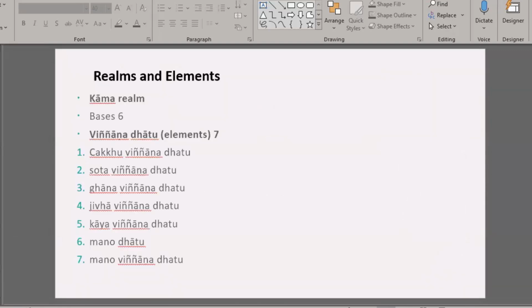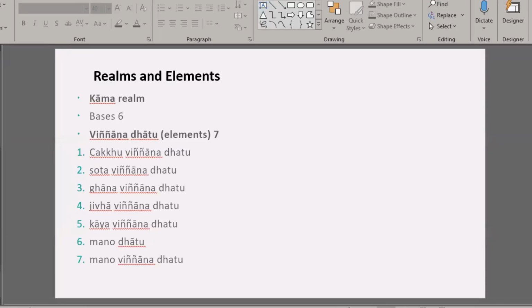Okay. Then just another explanation and another classification given on realms and elements. Elements we call dhatu, or in Pali we say viññāna dhatu. There are 7 viññāna dhatu. Now I use those Pali terms; now you are familiar with them. Chakku viññāna dhatu, sota viññāna dhatu, gahana viññāna dhatu, jivha viññāna dhatu, and kaya viññāna dhatu. Then mano dhatu means 3 chittas. What are they? Panchadvara Vajjana and Sampariccana. Remaining chittas are called Mano Viññāna Dhatu.